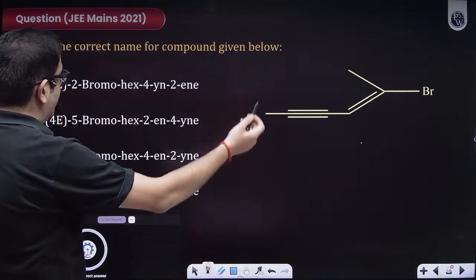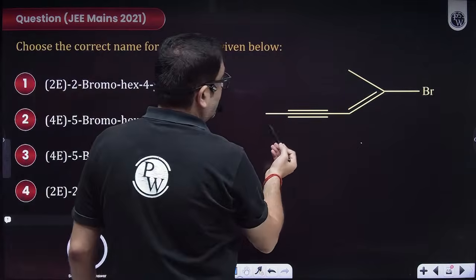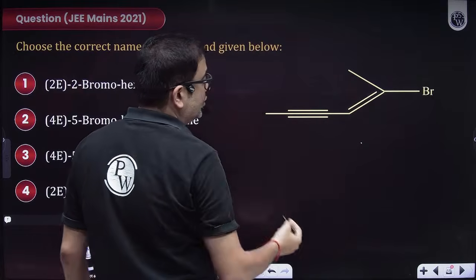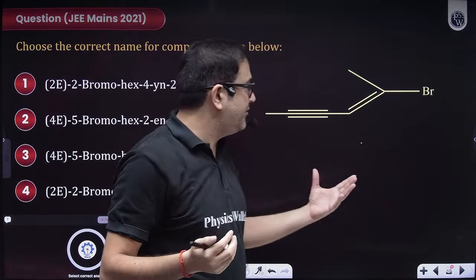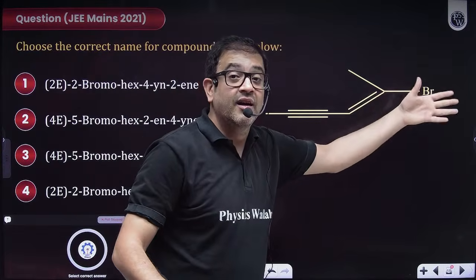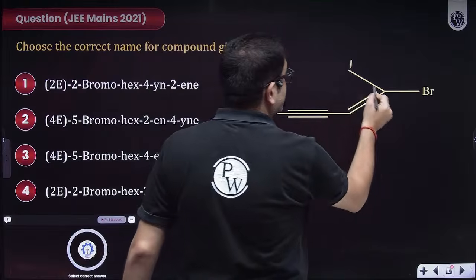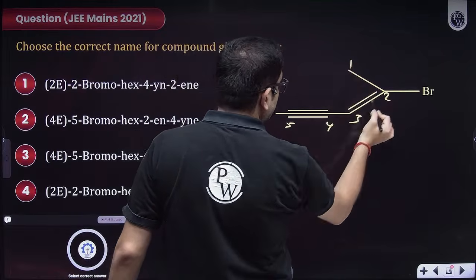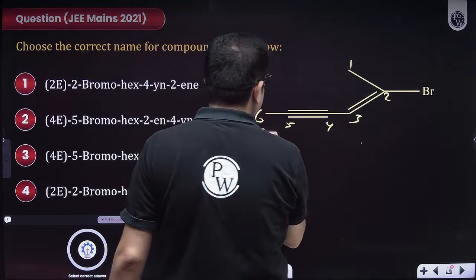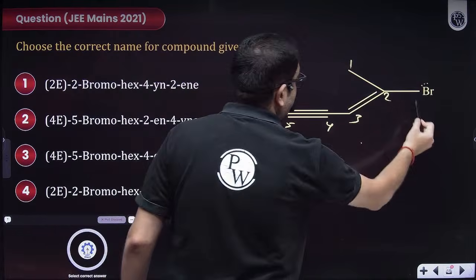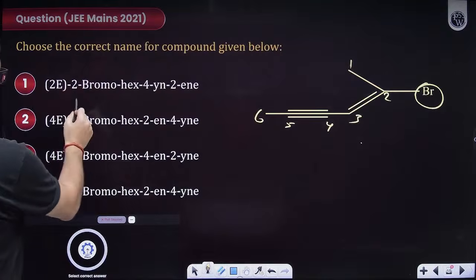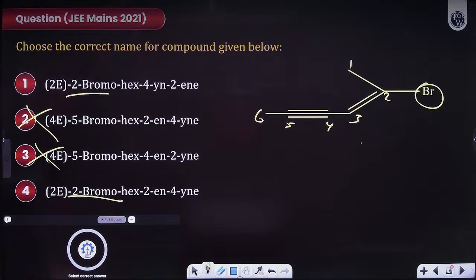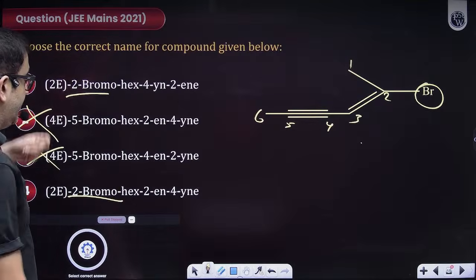Arey sir, come on. First you name it, sir. So here you have alkene, so 1, 2. Here you have alkyne, so 1, 2. Multiple bonds are given same preference. But sir, this is also having more branch over there. So this is 1, 2, 3, 4, 5, 6, as in 6 carbon, with second carbon having bromine. So 2 bromo. So these two are gone. 2 bromo, then you have hex, but 2 ene, 4 yne.